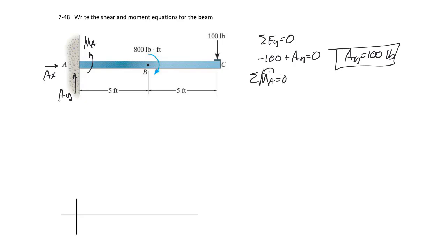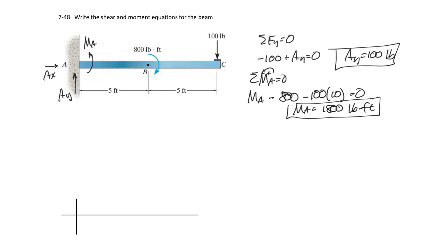Sum of the moments about A is equal to 0. All right, what have I got? I got a reaction at A minus the 800-pound couple minus 100 times the lever arm of 10 is equal to 0. So we have the reaction at A is equal to 1,800 pound-feet. All right, so those are the two reactions that we would take to the next step. Now there is a discontinuity here. It's not a shear discontinuity, but it is a moment discontinuity. So let's write the shear and moment equations that happen between A and B. Let's just see what they look like.